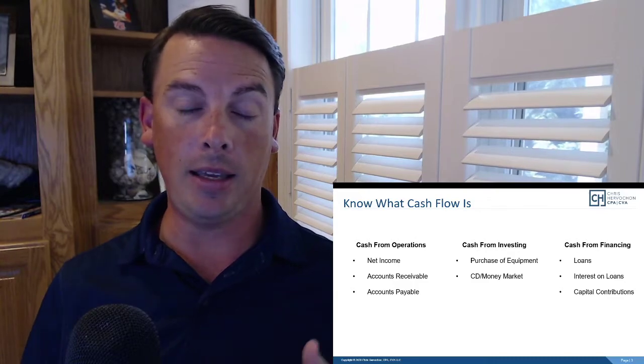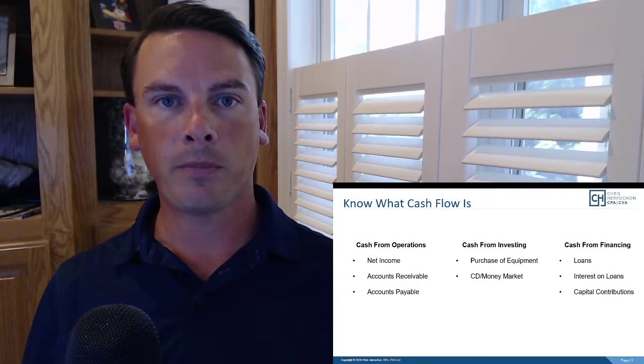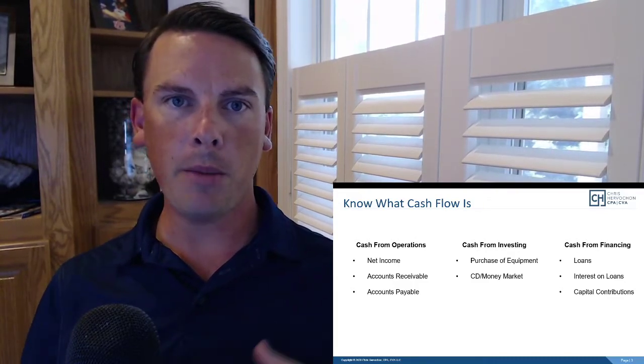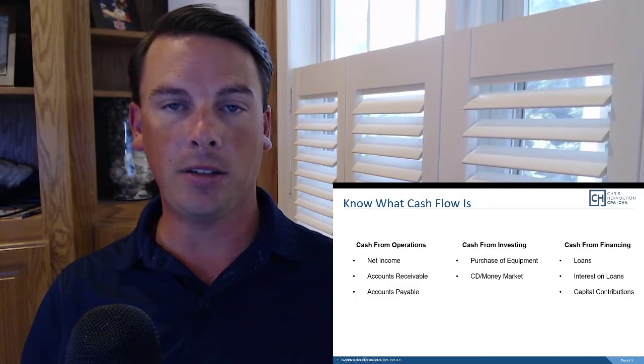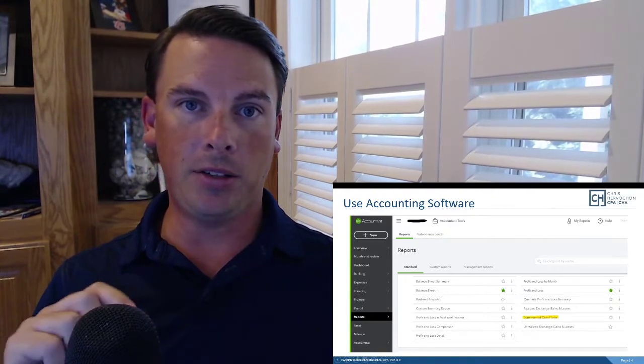When you pay those back, if you have to pay those back in the case of a loan, that's going to be cash going out. But that's financing. The interest that gets associated with those loans, that goes in financing as well. So those are the 3 buckets. They go in your cash flow statement.